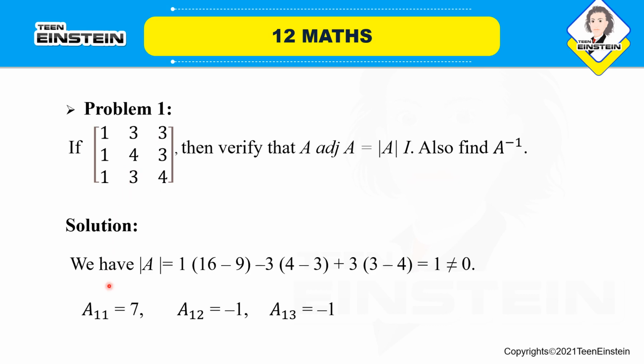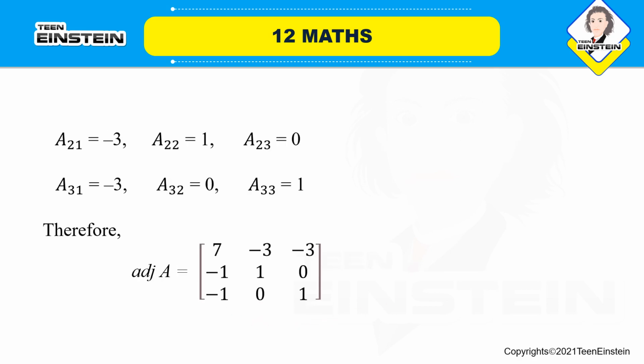Okay, so adjoint A means how will you find? Adjoint A is nothing but the transpose of the cofactor matrix. So we have to find all the cofactors. Here, cofactor of a11 is capital A11, it is 7. And cofactor of a12 is capital A12, it is -1. Cofactor of a13 is capital A13, it is -1.